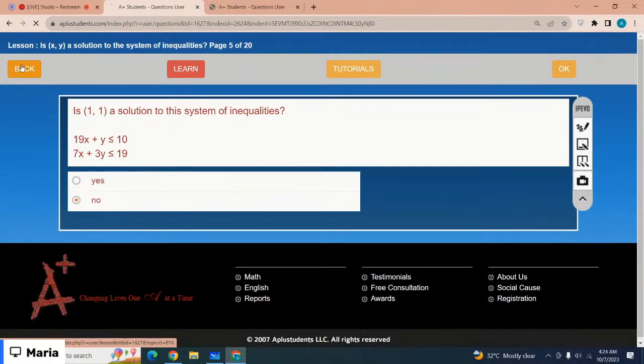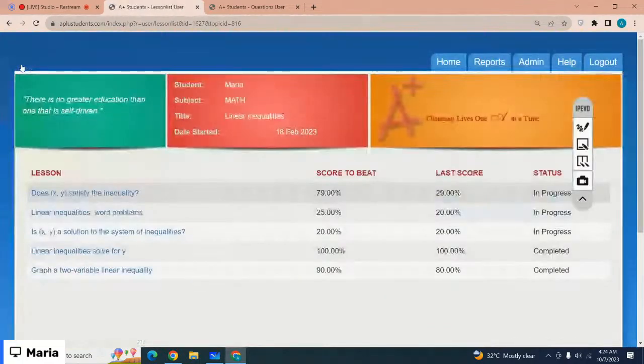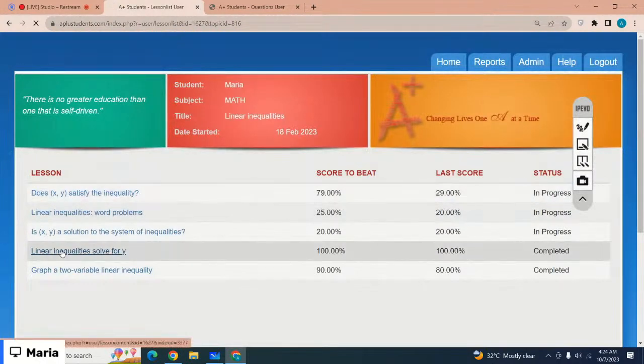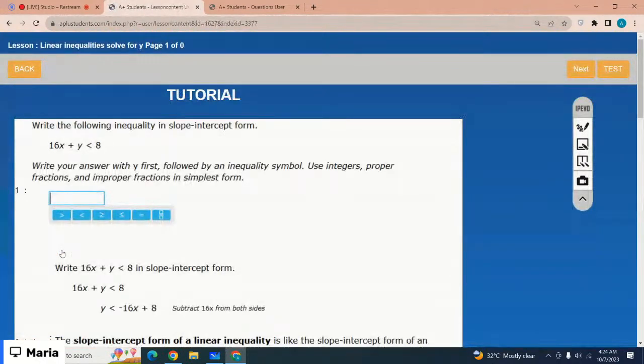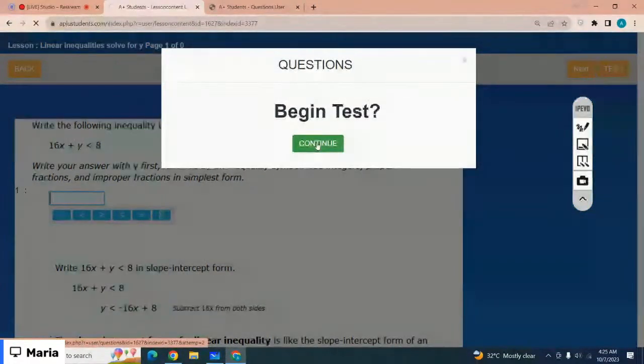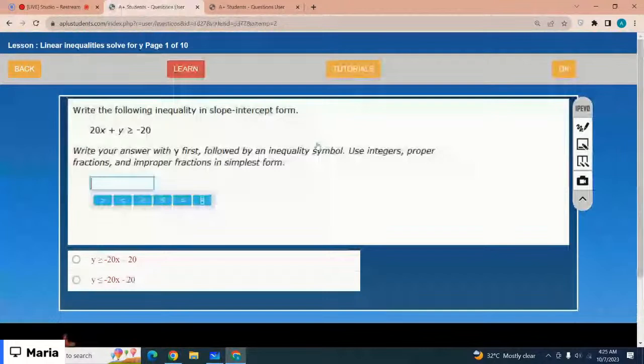Okay, you can complete the lesson by yourself later today. Let me just move on to the next lesson. And the next lesson is linear inequalities solve for y. So how do we solve linear inequalities for y? Okay, write the following inequality in slope intercept form, right? You have to write them in y equals mx plus b form. You have to isolate the variable y, right?